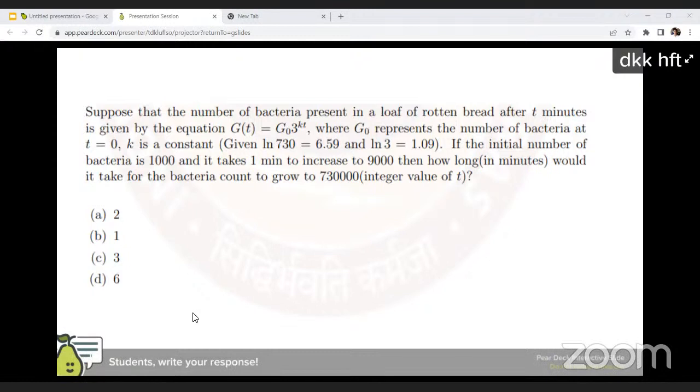So here we have given the number of bacteria present in a loaf of rotten bread after t minutes, right? We have the equation g of t equals g naught times 3 to the power kt. Okay, so g naught represents the number of bacteria at t equals 0, where k is a constant. The initial number of bacteria is 1000, so g naught equals 1000, and it takes 1 minute to increase to 9000. And how long in minutes will it take? Okay, so we have to find out t here, right? When the bacteria count will be 7,30,000.